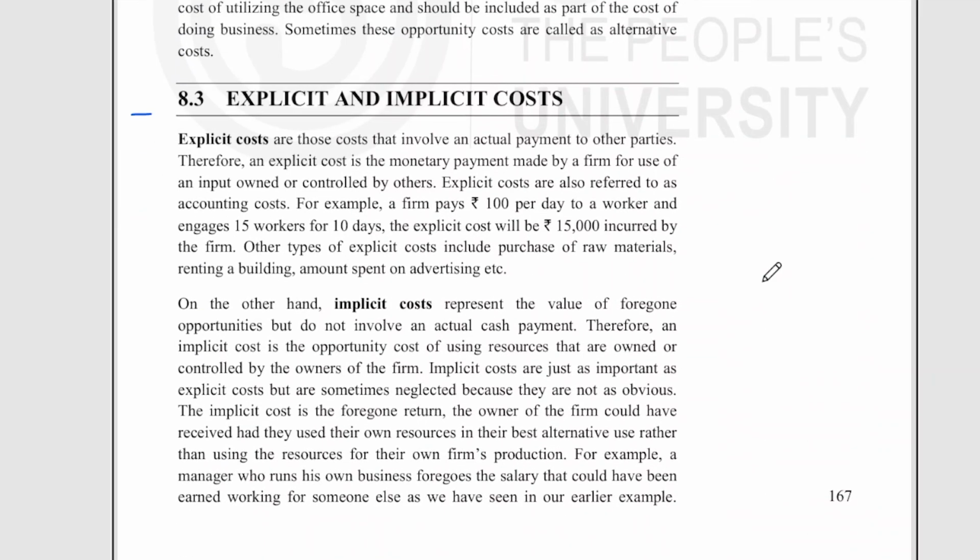What is explicit and implicit cost? Explicit costs are those costs that involve an actual payment to other parties. Therefore an explicit cost is a monetary payment made by a firm for the use of an input owned or controlled by others. And explicit costs are also referred to as accounting cost. An example is here, you can go through it in your study material.